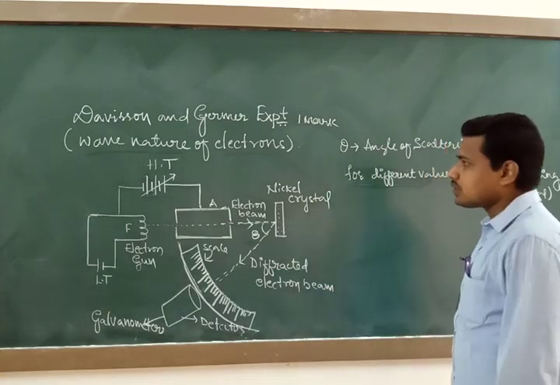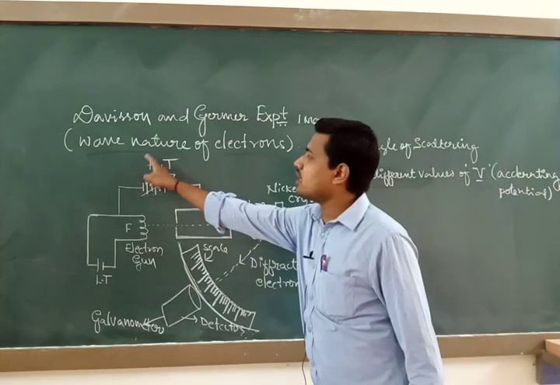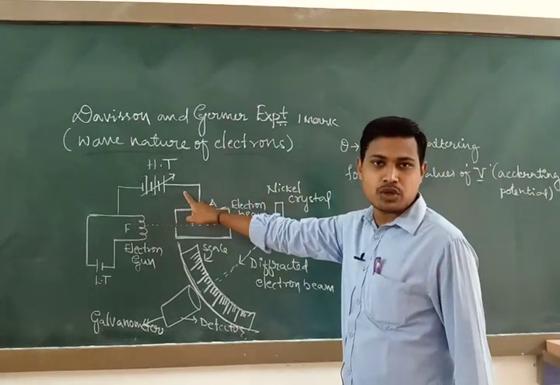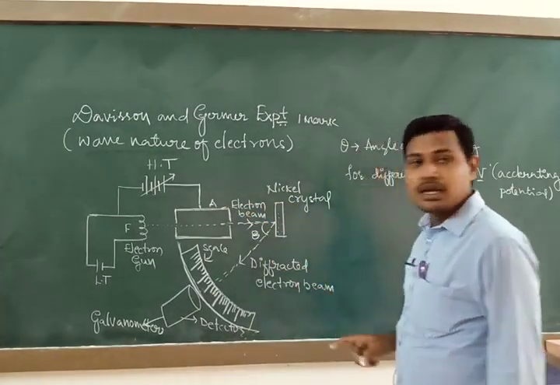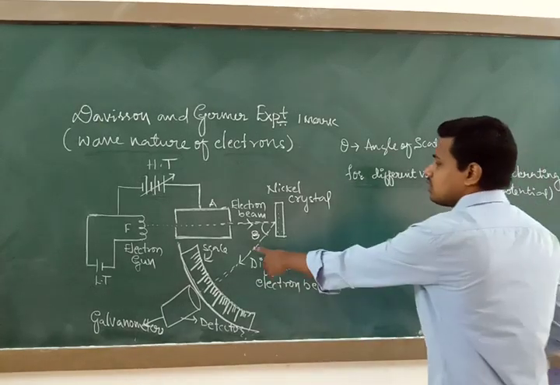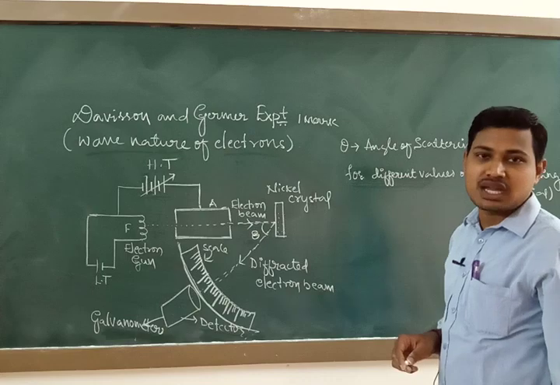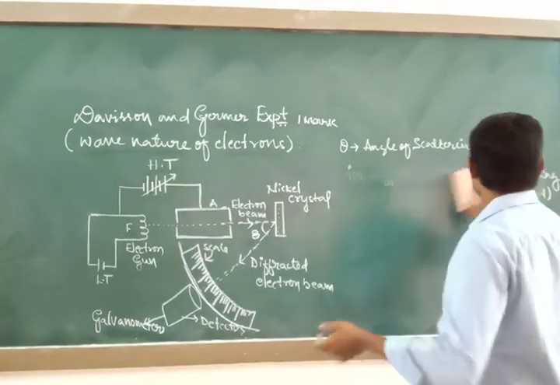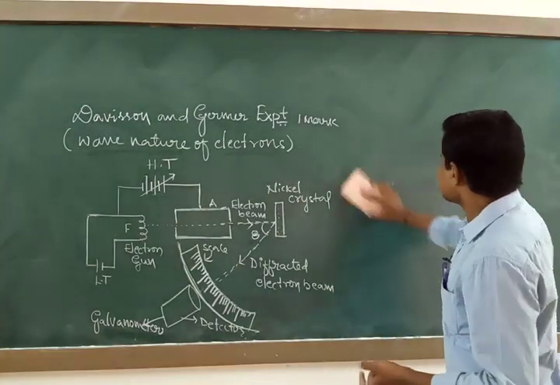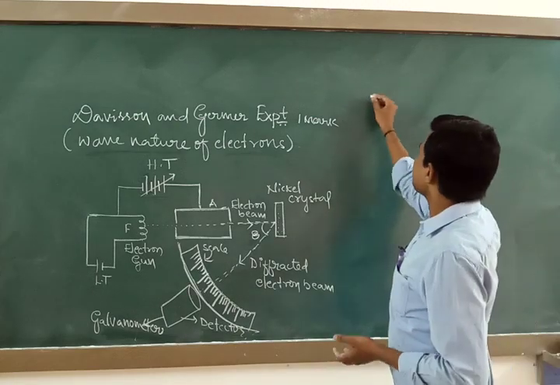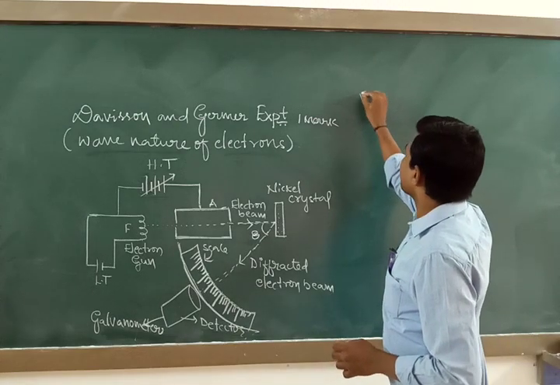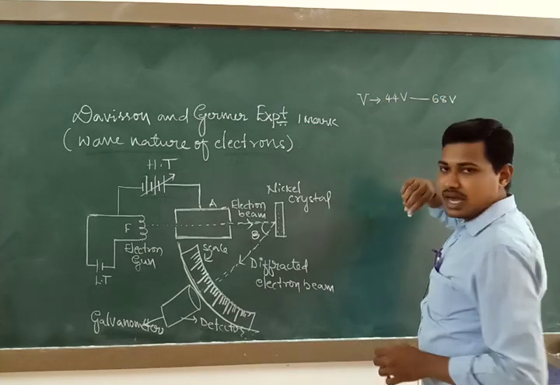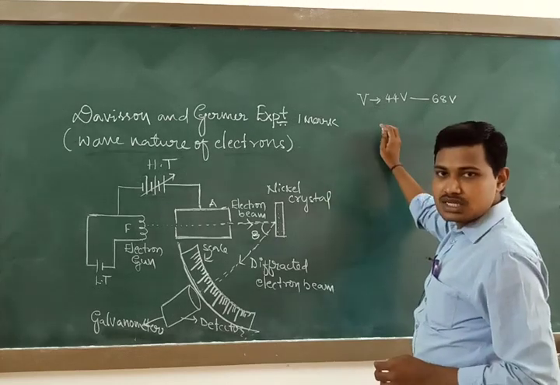Now what Davisson and Germer did was vary this high tension power supply for different values of V, that is, the accelerating potential, and they noted the intensity of the scattered electrons corresponding to different values of theta. Now let us go practical. What values did they consider? Listen here: during their experiment they varied V from 44 volt to 68 volt.